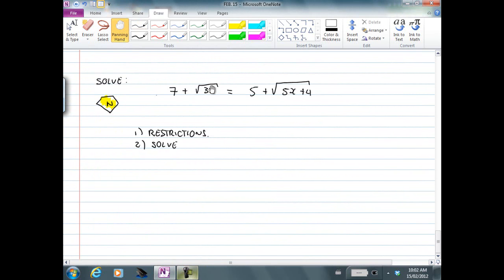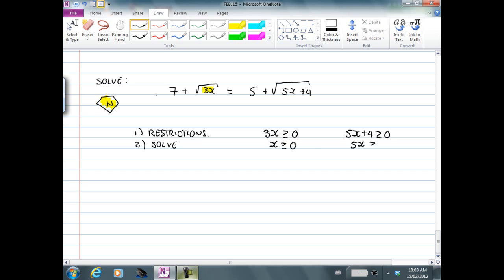A lot of you say, I have 2 radicals. I'm going to focus on the first one right now. And I'm going to solve: 3x is greater than or equal to 0. So my first restriction is x is greater than or equal to 0. Very plain, very simple. The second restriction, 5x plus 4 is greater than or equal to 0.